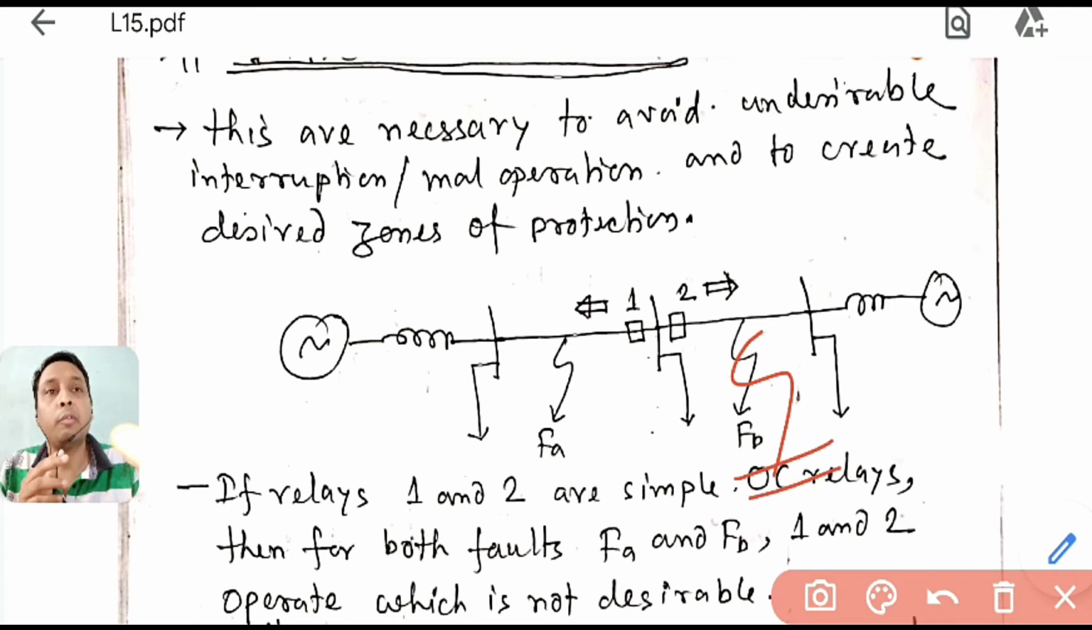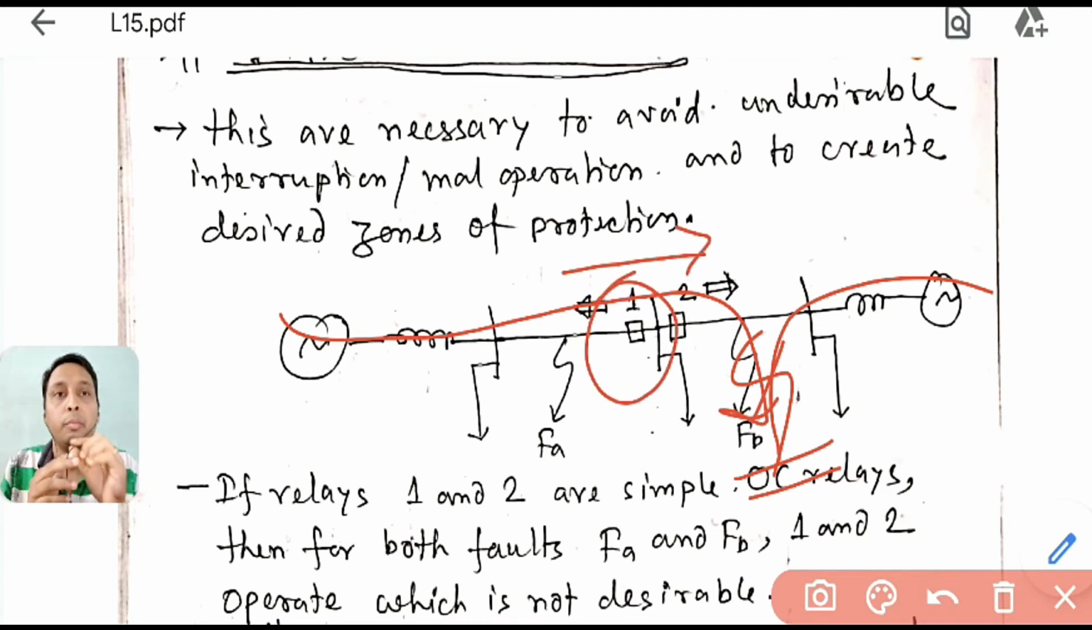So fault current will come from this side. Because the current is going this side, this relay will not trip, because it is not in its forward direction. Its forward direction is given in this way. The desired direction is given in this way. If high current flows in this direction only, then only it will trip.